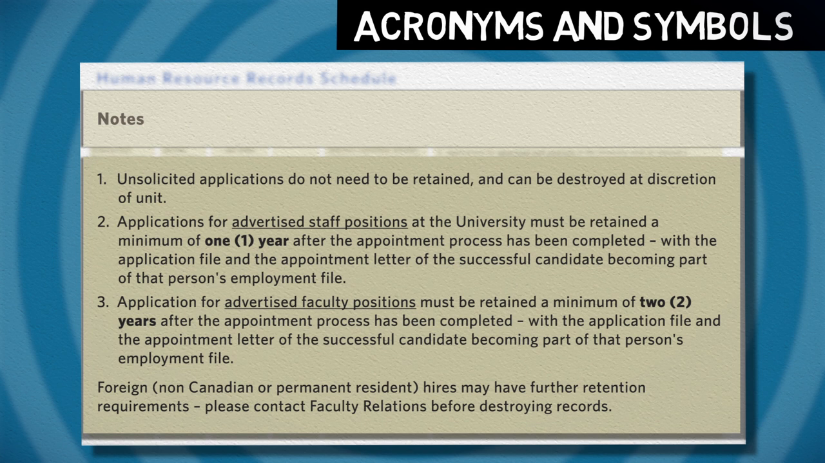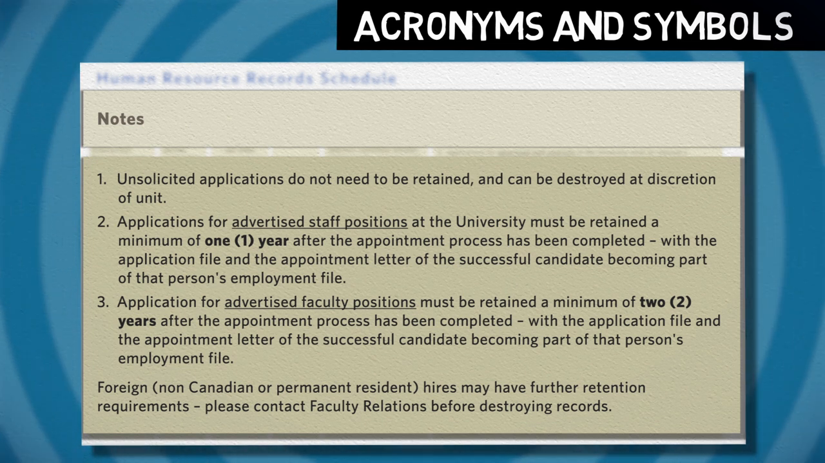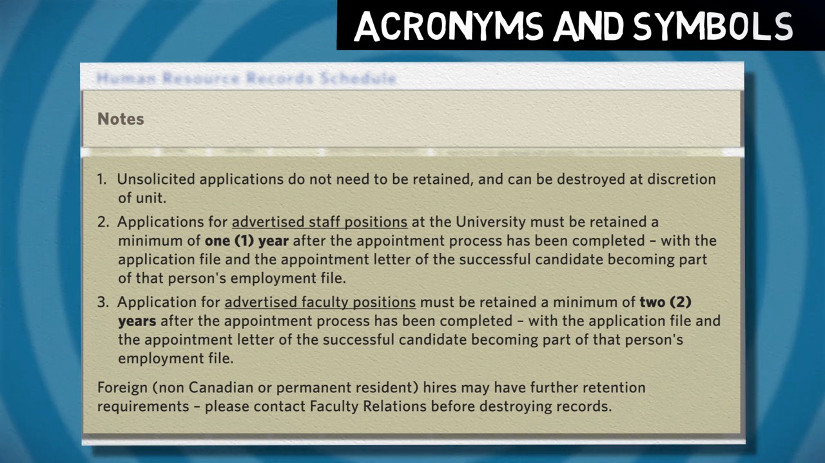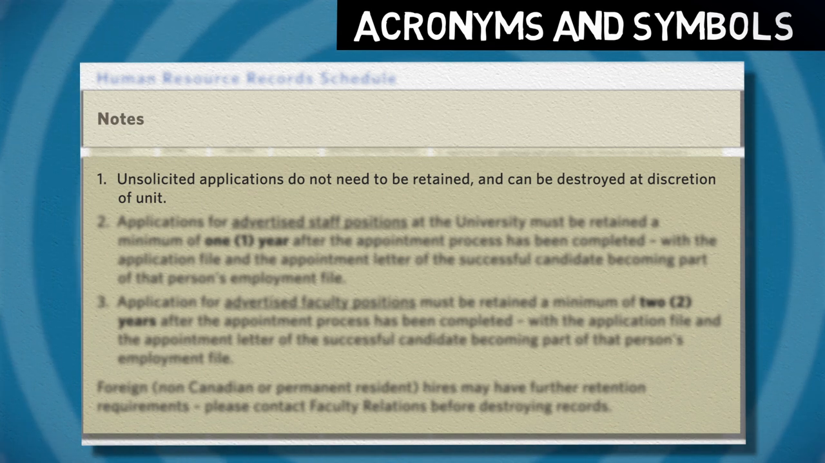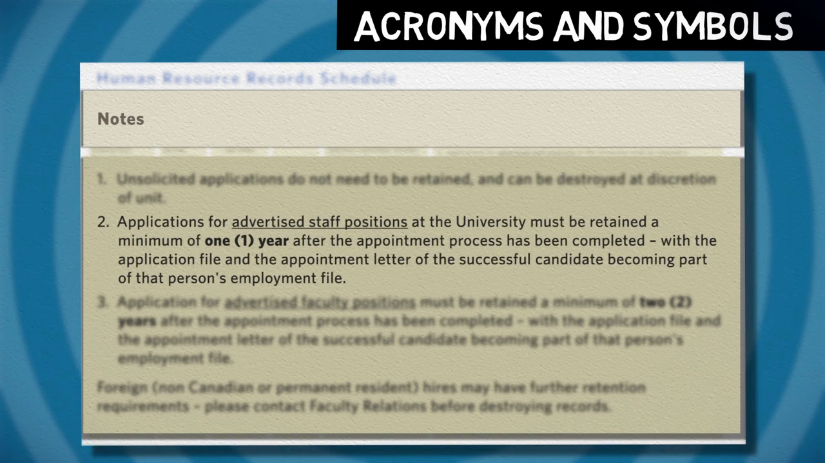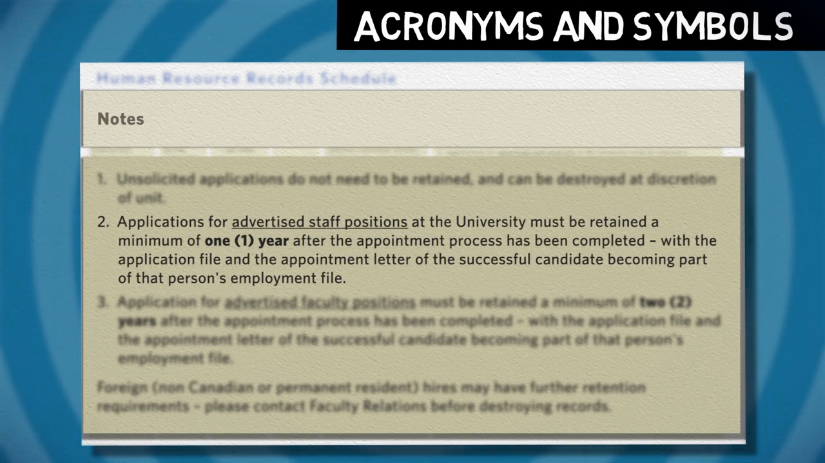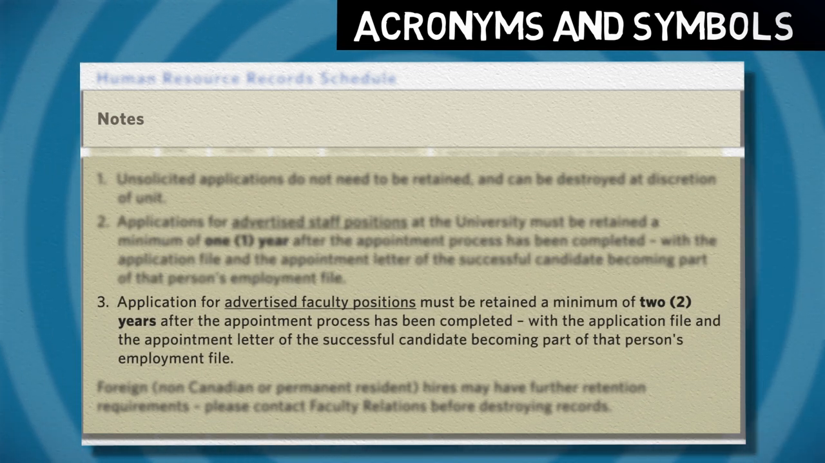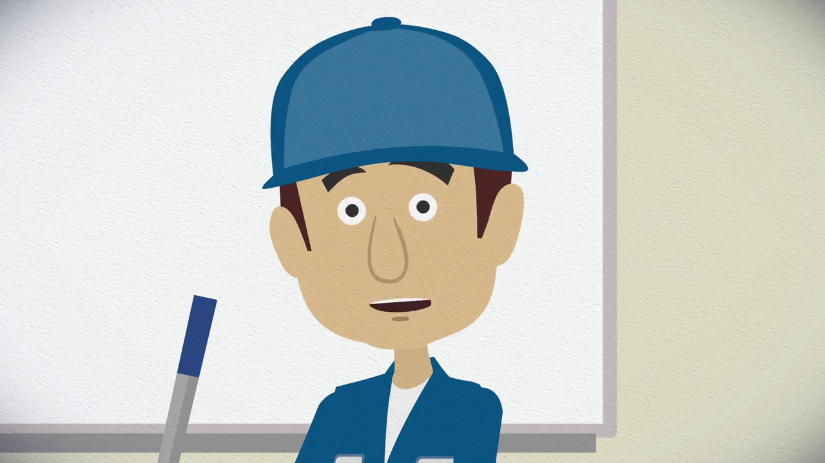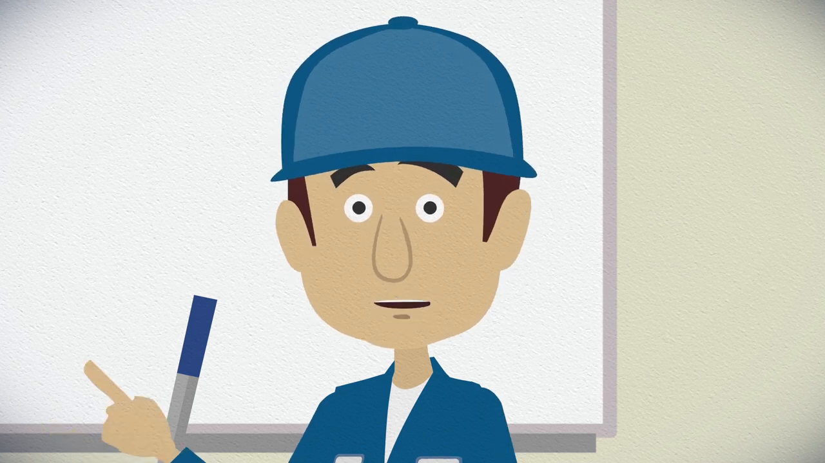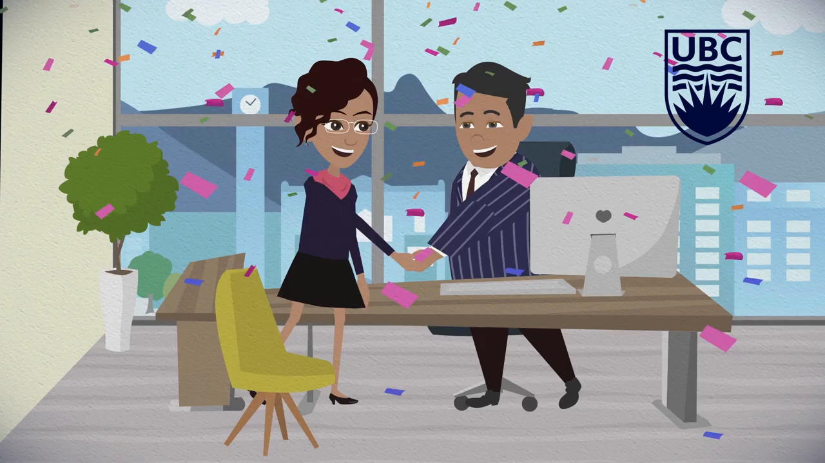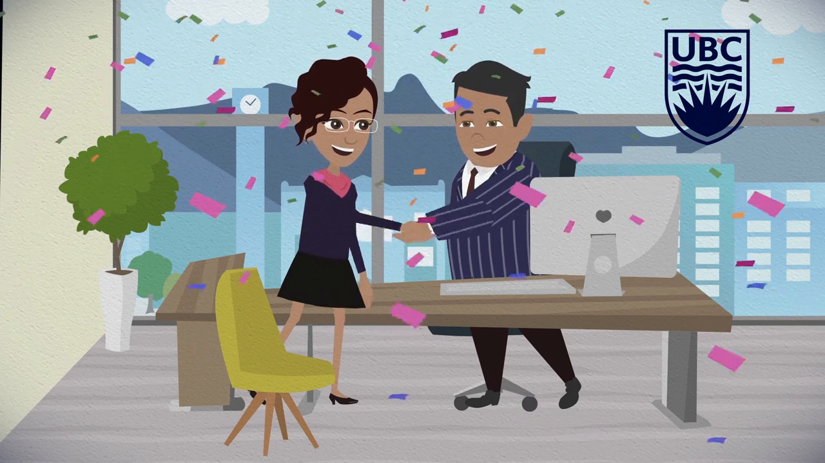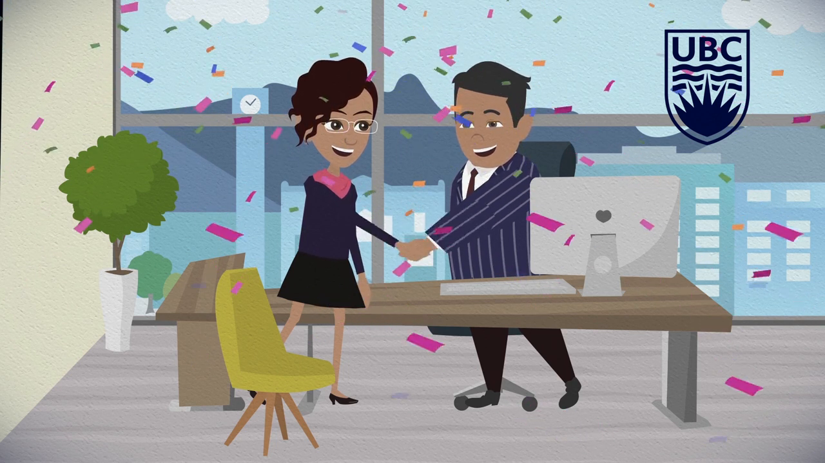Looking at the notes section of the schedule, we see important details about time limits for retention depending on the type of records. Unsolicited applications do not need to be retained. Advertised staff positions are retained for a minimum of 1 year. Advertised faculty positions need to be retained 2 years. So, what happens to the successful application file? Their application becomes part of their employment file. Congratulations to the successful applicant! UBC is a great place to work!